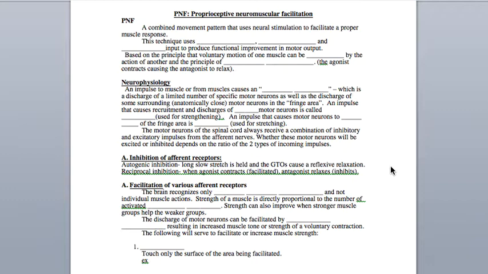All right. Just to review on a couple terms, autogenic inhibition is a low, slow stretch hold, and the GTOs cause a reflexive relaxation. That's autogenic inhibition. And reciprocal inhibition is when the agonist contracts and the antagonist relaxes. So we'll be referring to those two terms when we talk about different PNF techniques. So just a reminder of what those are.